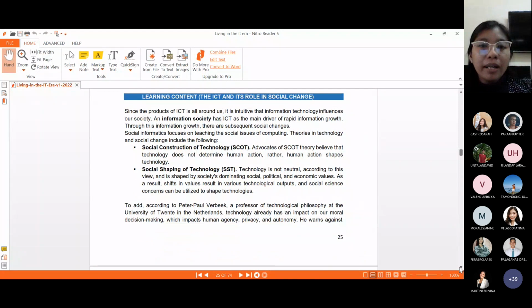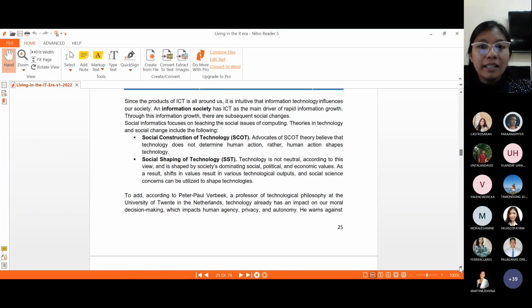Okay. So since the products of ICT is all around us, it is intuitive that information technology influences our society. Definitely, merong impact ang technology natin, both positive and negative. Pero kung ako ang tatanungin ninyo, mas malaki talaga yung negative. Kasi para sa akin ha, makakapagtrabaho pa rin naman tayo even without internet. Pero I will also not deny the fact that life has become much easier, more fun, and more progressive.